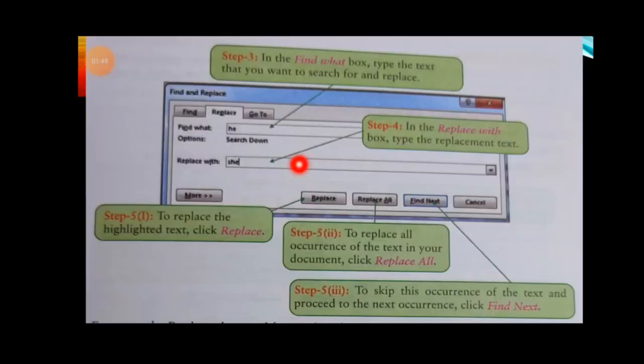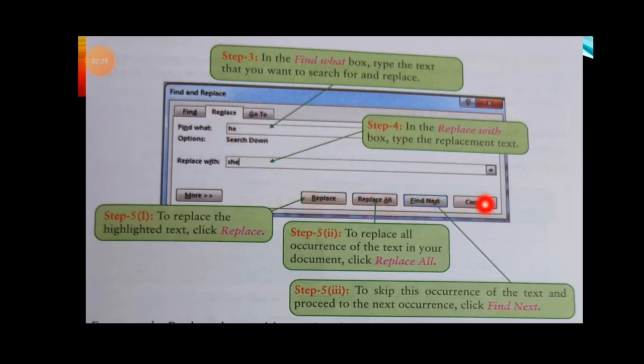Now to understand this concept, you can see this diagram. First of all, you have to go to the home tab, then under the editing group you have to click on replace. Then this find and replace dialog box will appear. In the find what box, type the text that you want to search for. Here, like you can see, it is written he, so it will find the word he. Then in the replace with box, type the replacement text. You can see this, she. First of all, it will highlight the first word.